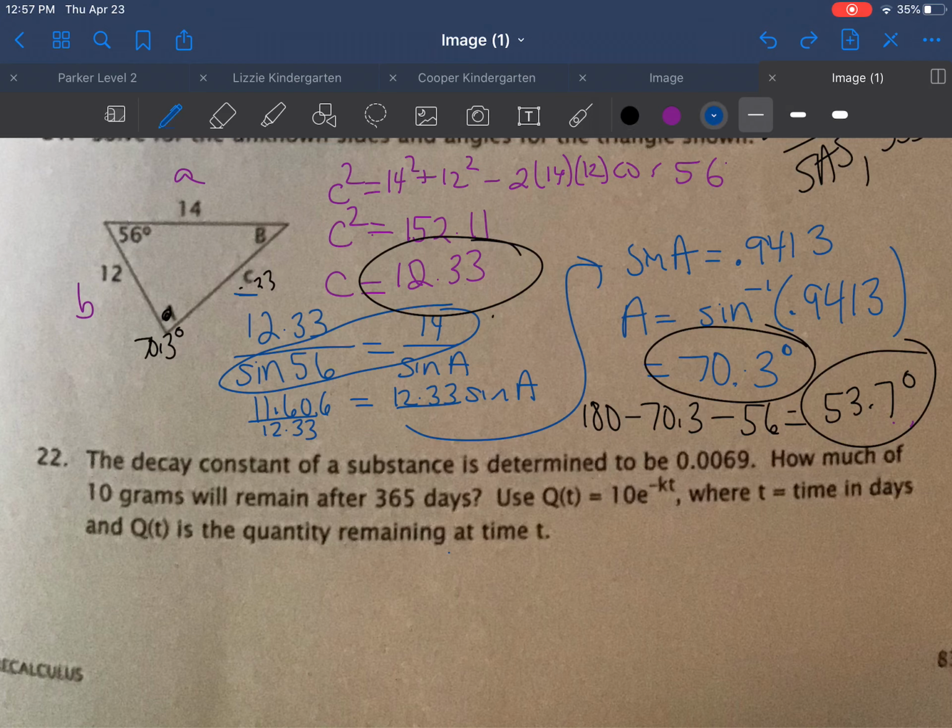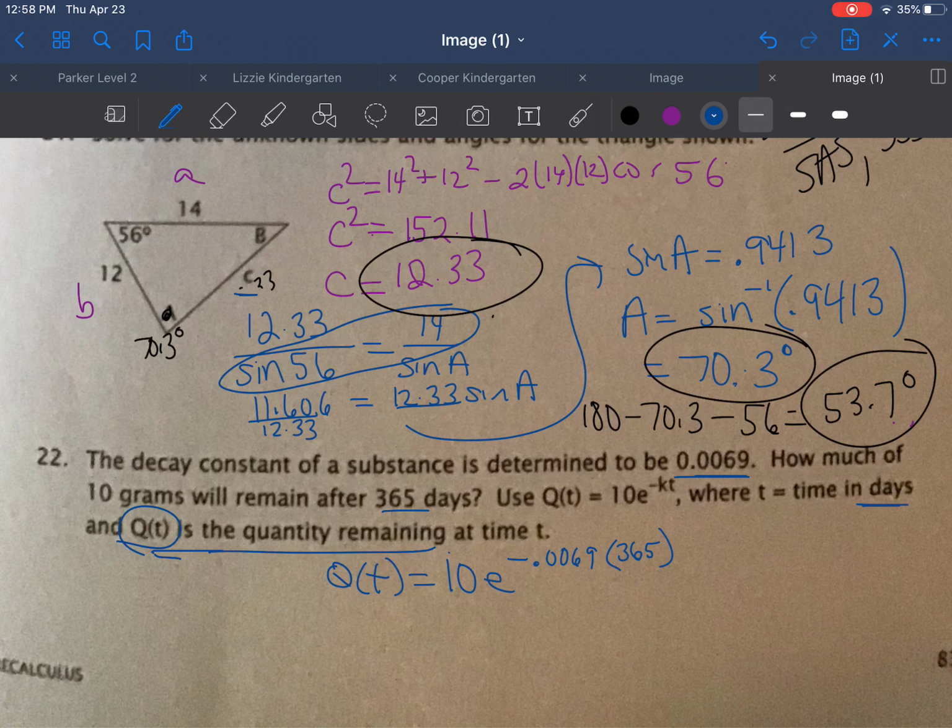So now we're just going to plug in the information we have. We want to know how much remains. That's what Q of T is. Q of T is the quantity remaining. So we're looking for Q of T. Q of T is equal to 10 times e to the negative k, which tells me my constant is 0.0069, times t, which is our time in days. It gave it to us in days, 365.